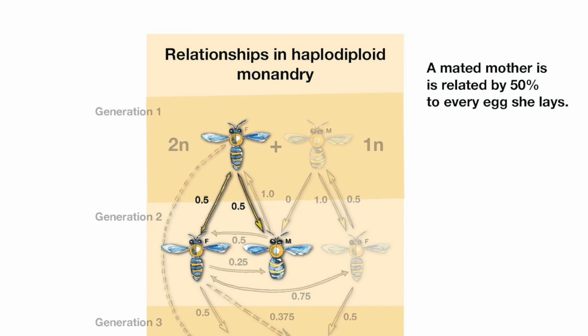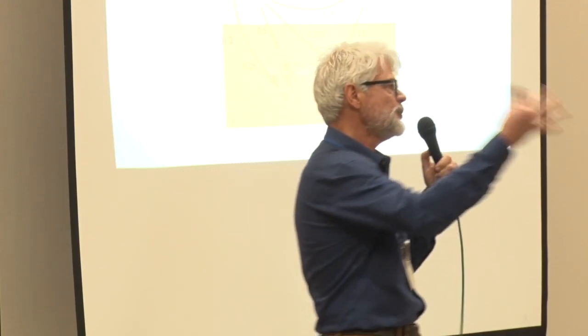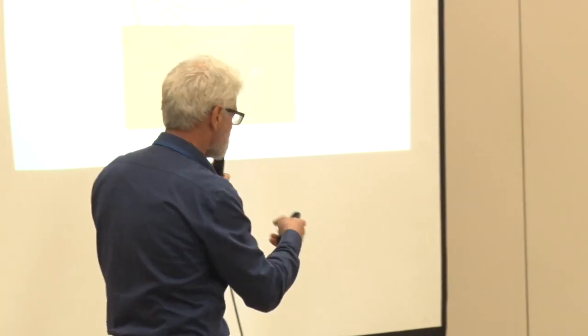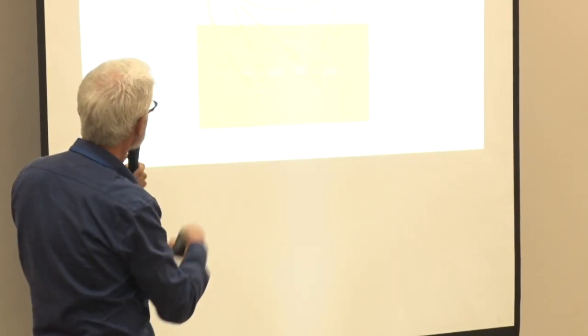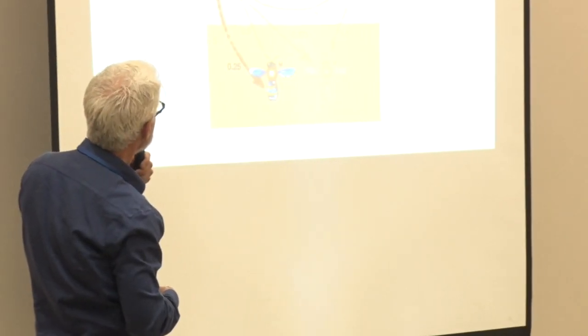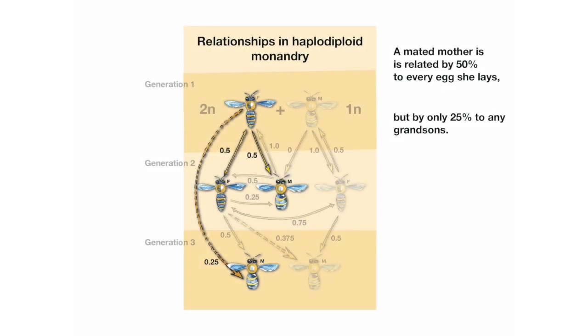She has two sets of chromosomes. Females have two, only the males have one. And so her relatedness to her offspring is exactly like our relatedness to our offspring. Your child shares 50% of your genes, just like the honeybee queen. She's only related 25% to any of her grandsons.